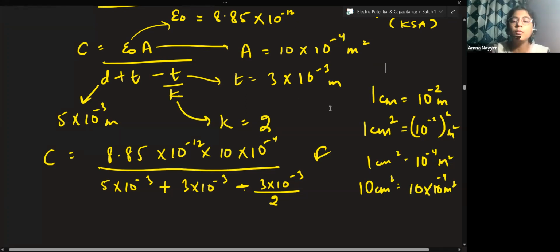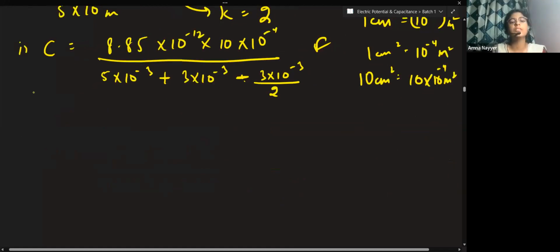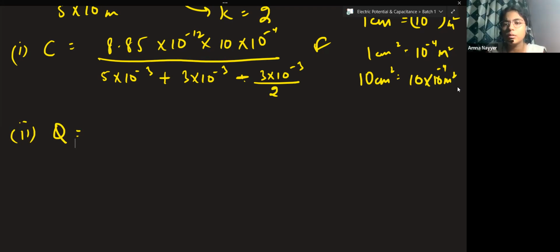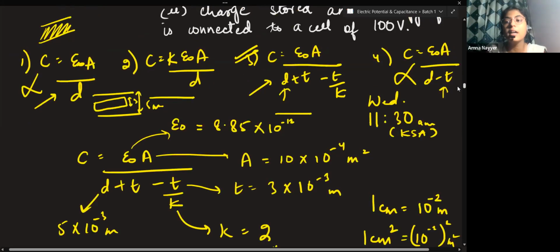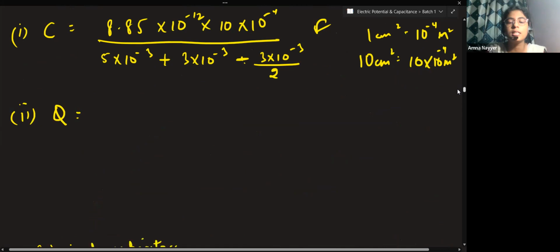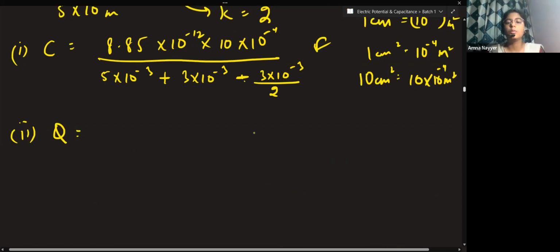Okay, second part was asking the charge. This was the answer of the first part. Second part is asking us the charge. So you have the value of potential as 50 volt. New potential is given to us now. This is given as 100 volt. V is given as 100 volt. So Q is equal to what? CV. Whatever value comes from this multiplied by 100, you will get the value of charge, that much coulomb.